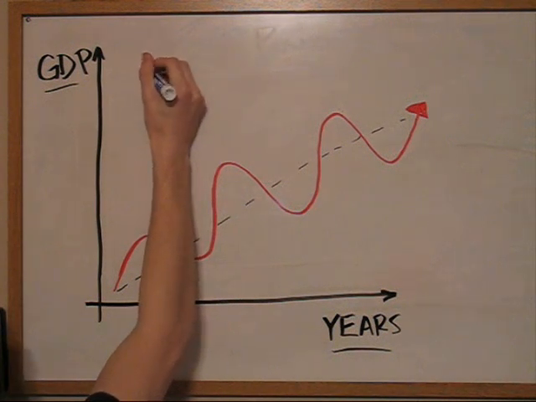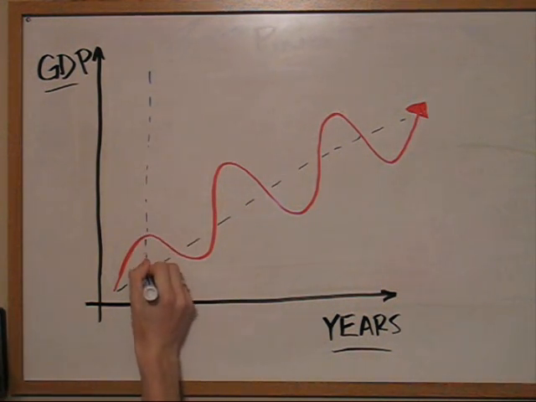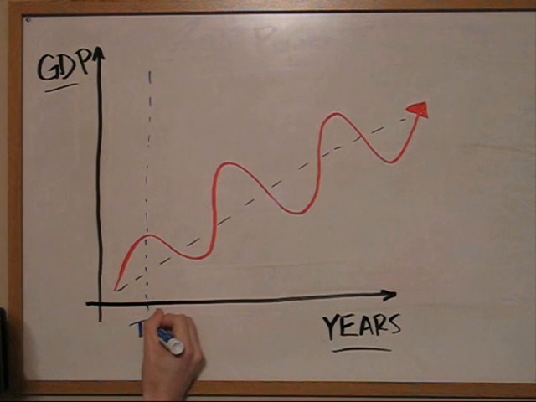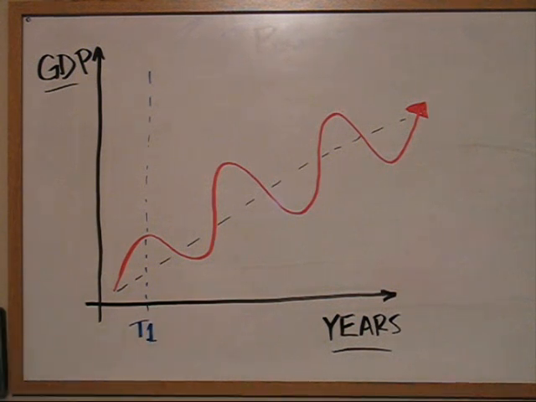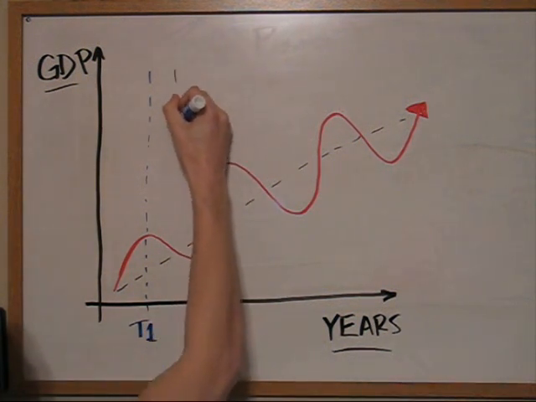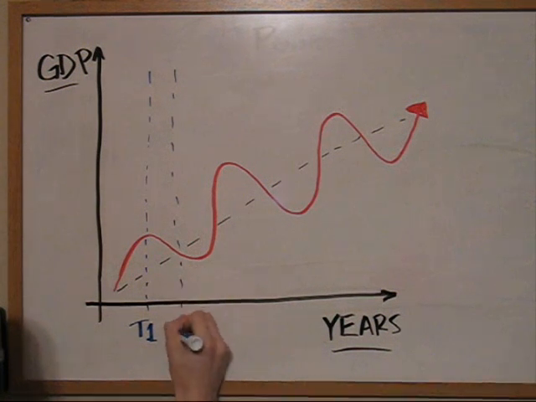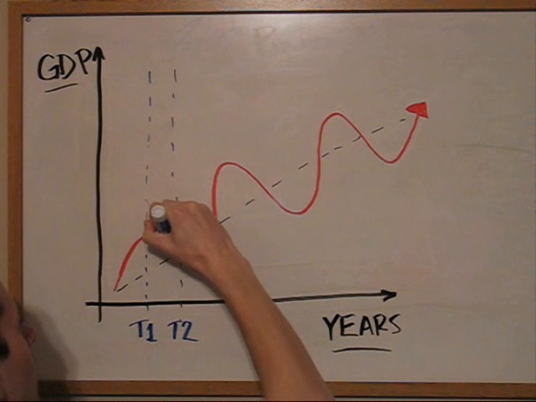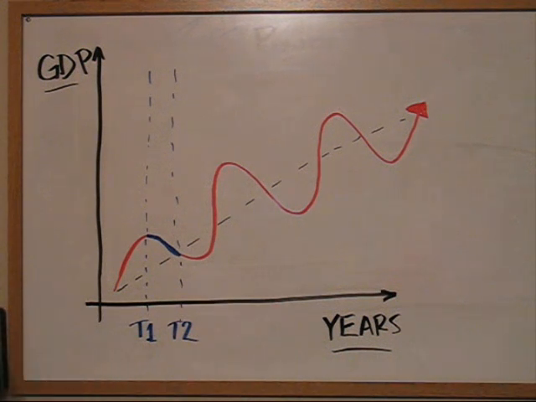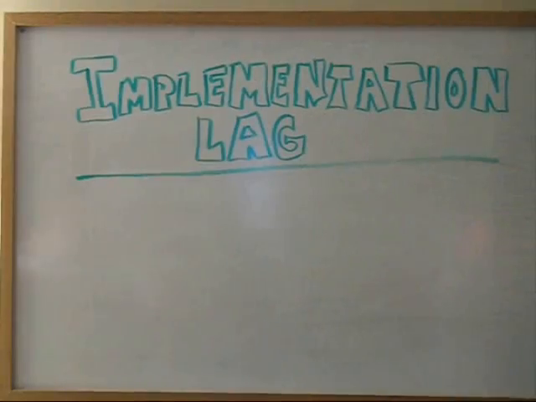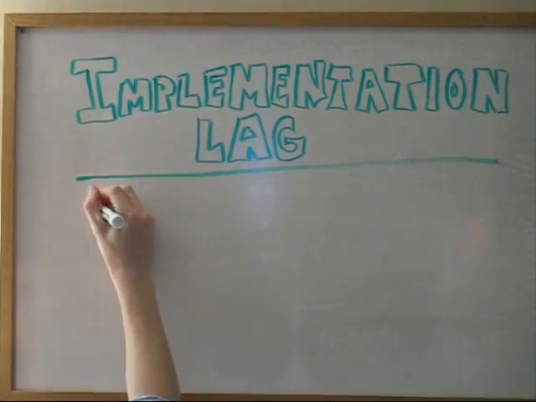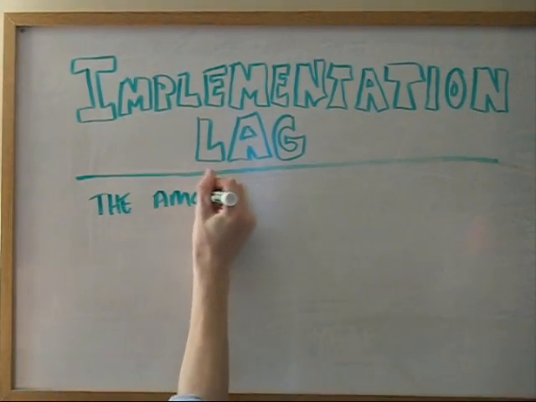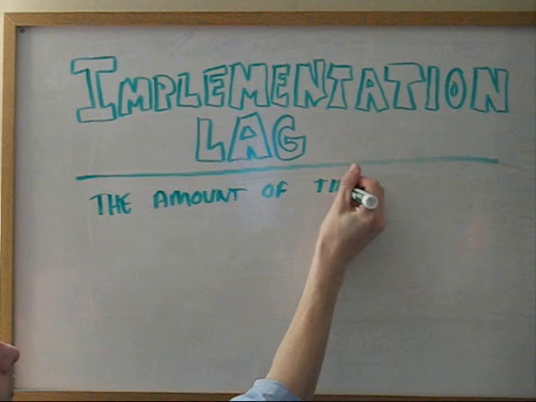So let's look at an example of a response lag. Let's say that this dotted line represents T1, the time that the recession actually begins. The second dotted line, T2, is the time that the government recognizes the recession has begun. As you can see, we are already very significantly into a recession before the government even knows.